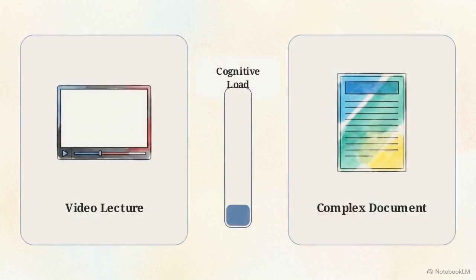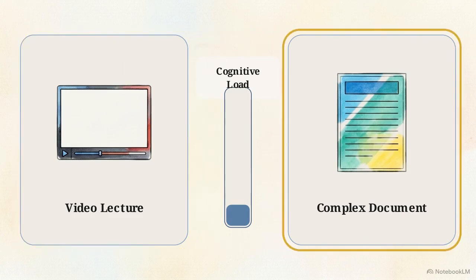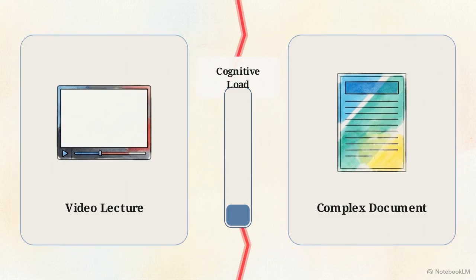This fragmented design creates a split attention effect, like when a student references a video lecture on one side of a screen while analyzing a complex document on the other. Separating context from application fractures focus, skyrocketing cognitive load as attention switches between distant tasks.